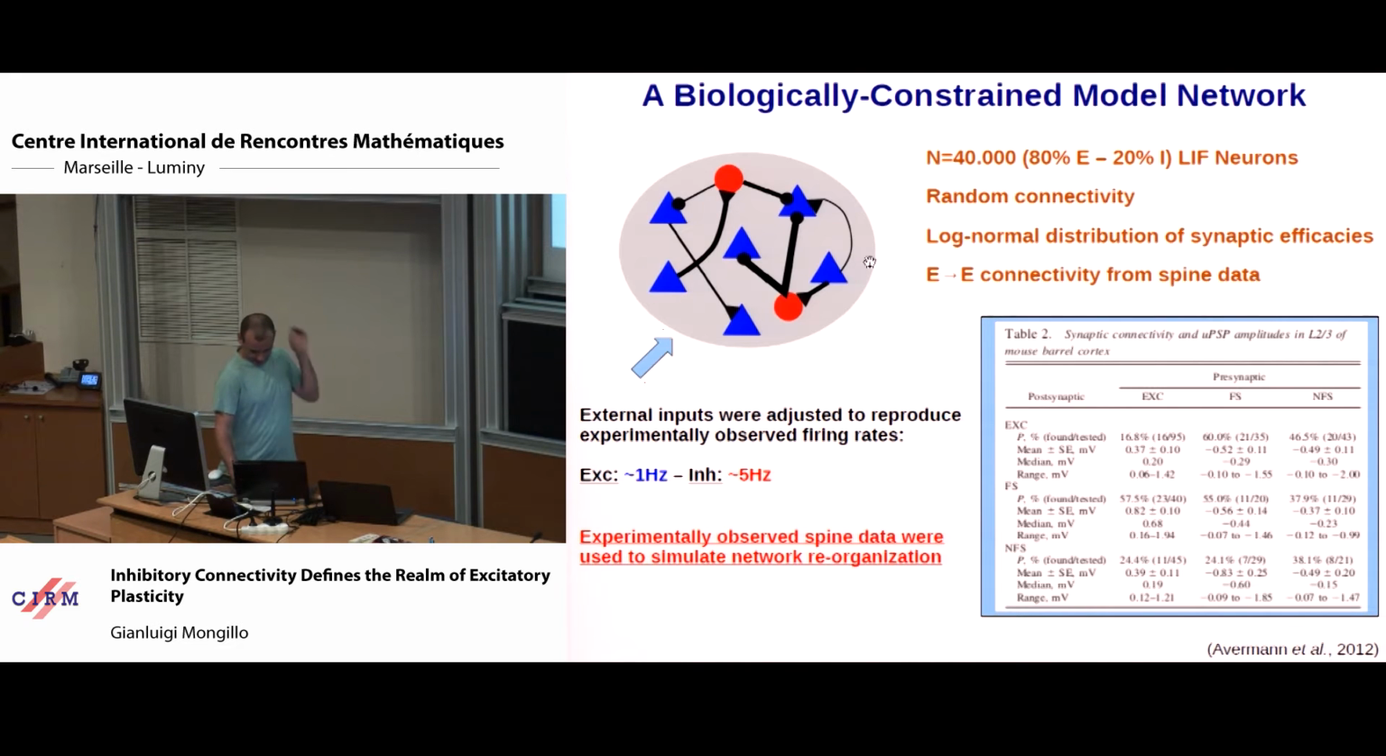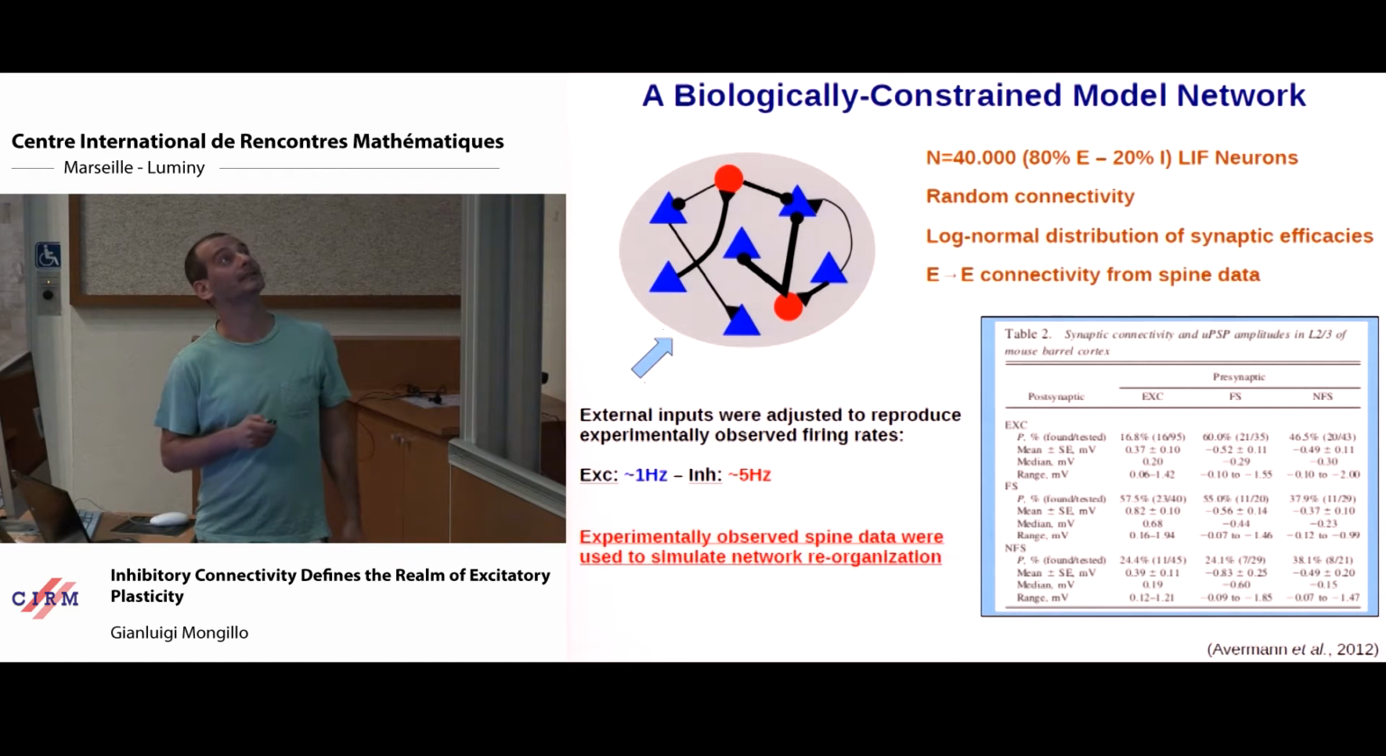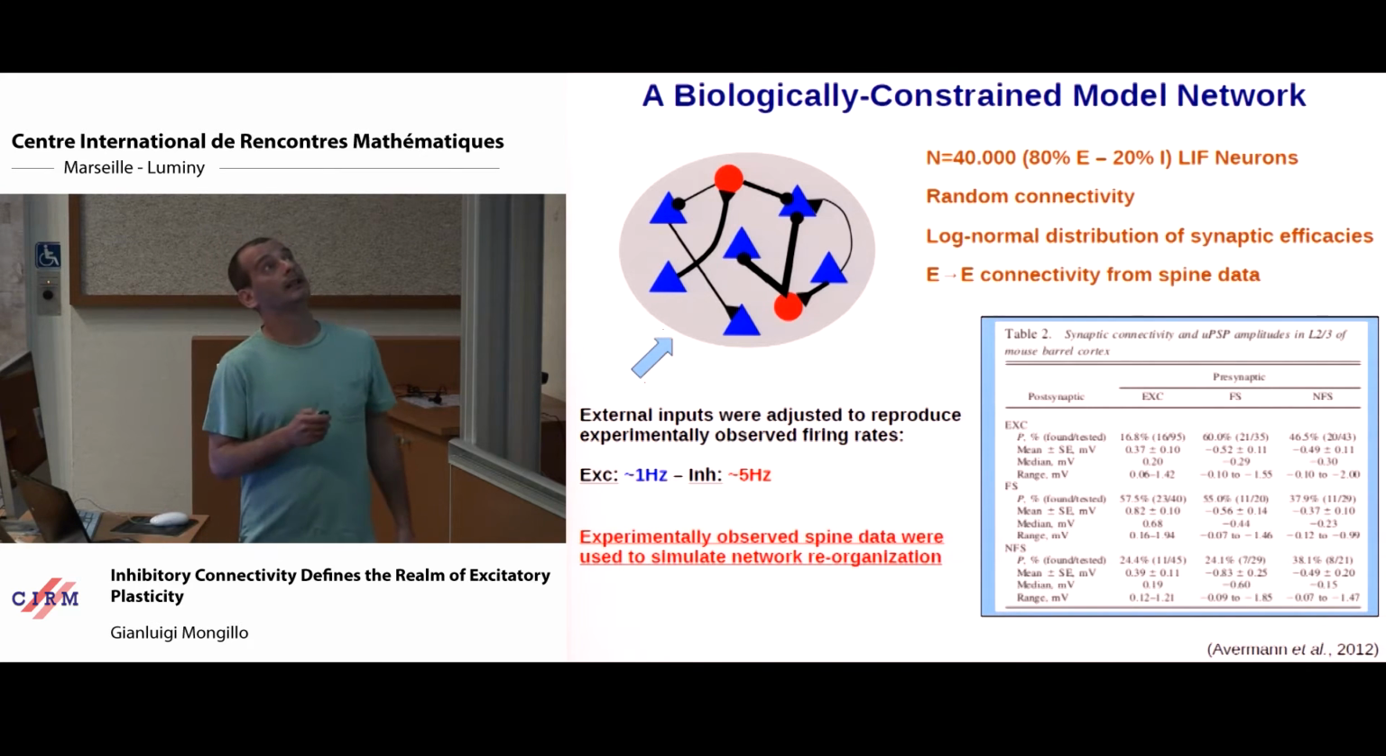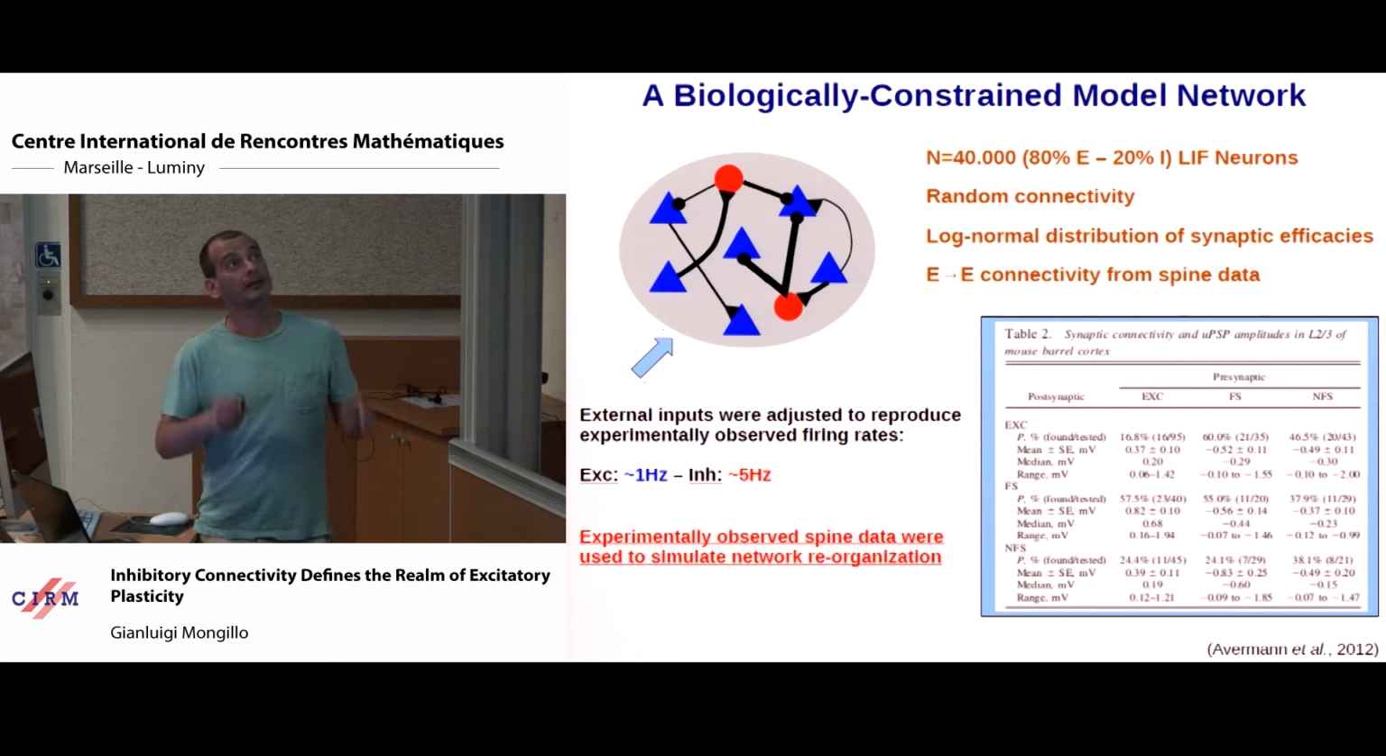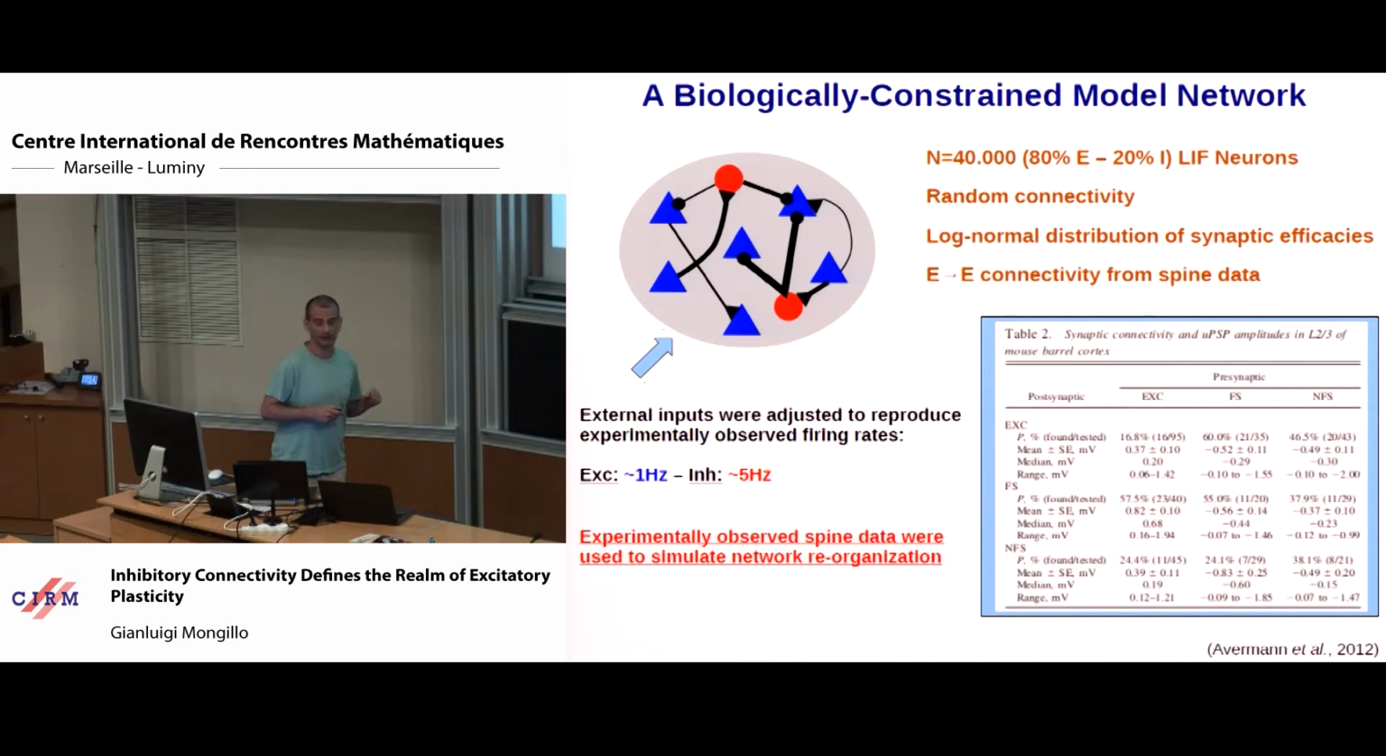So to do this, what we did is, well, we tried to build what I call the biologically constrained model network. So it's kind of a standard network. We have 80% excitatory neurons, 20% inhibitory neurons. They are spiking neurons. They are randomly connected with some probability. And the distribution of synaptic efficacies is taken to be log normal. And the E2E connectivity we extract from the spine data, and I will explain in a couple of slides how we did. So what biologically constrained means is that we try to take all these parameters from experimental studies. And in this case, we have basically the probability of connection and the mean and the variance of the different synaptic populations. So we use these numbers.